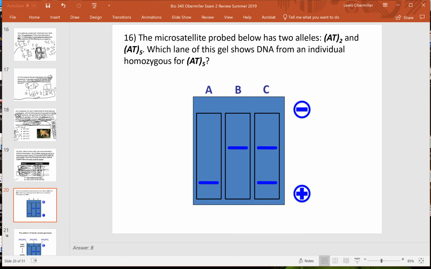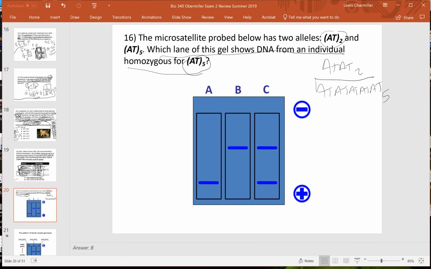Okay. AT2 means that it has 2 repeats. AT5 means it has 5 repeats. Which lane of the gel shows the individual that's homozygous for AT5?